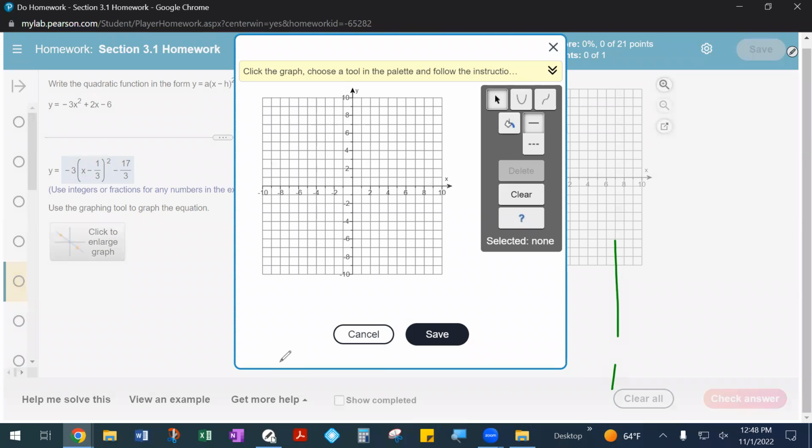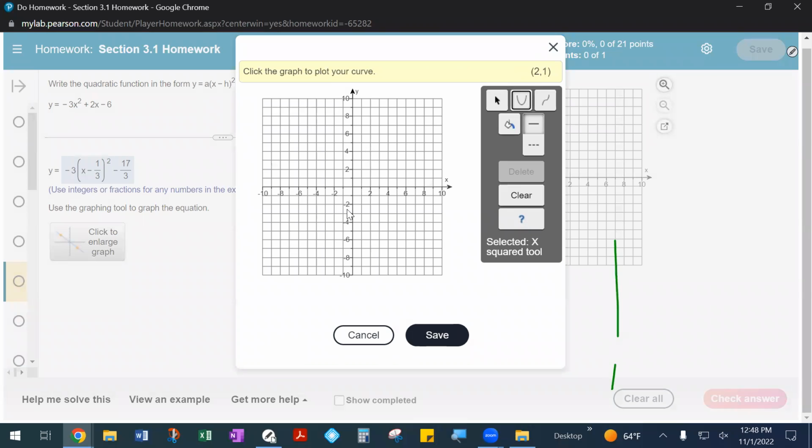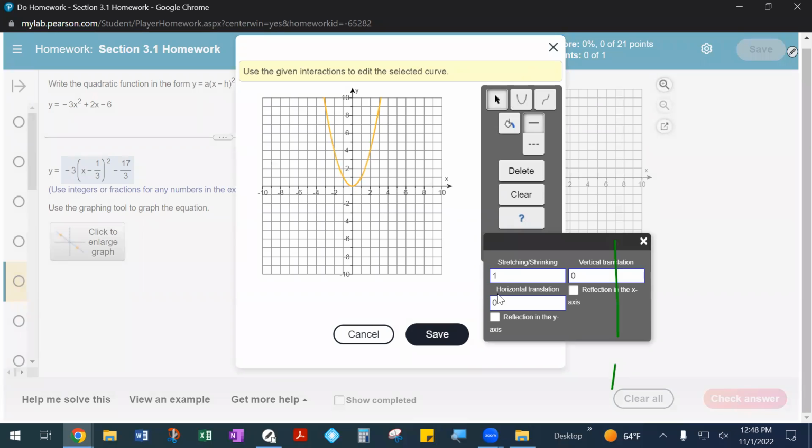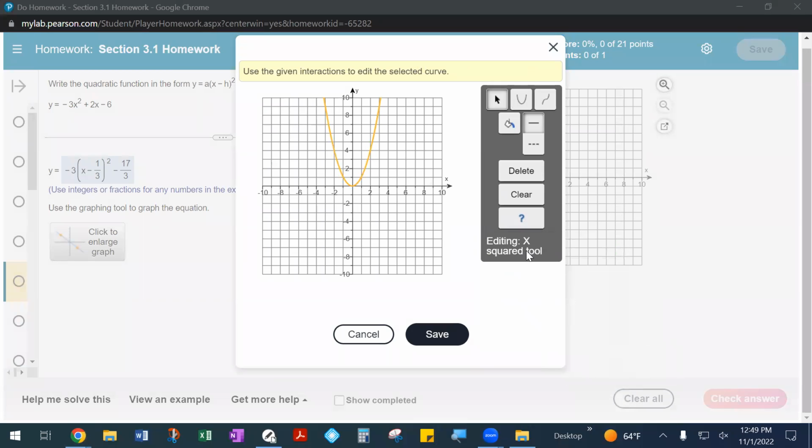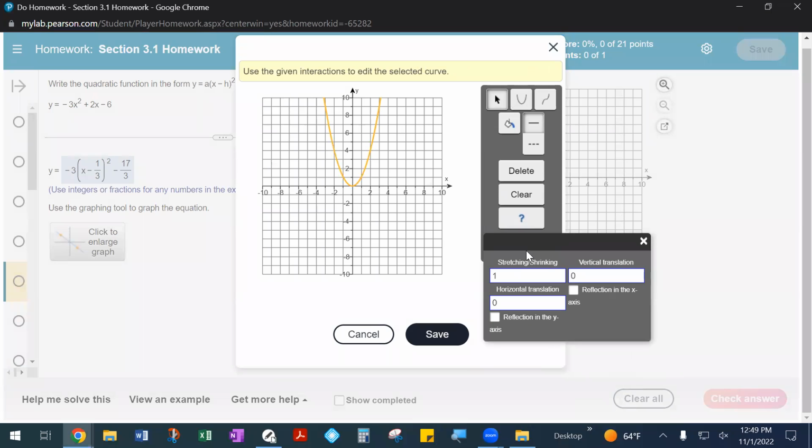So of course, this is a parabola. Let's see what happens. Can you tell me what numbers we're going to be putting in for our graph over here based on what we just did with the transformation? Do we have a stretching or a shrinking factor in here? What is it going to be?